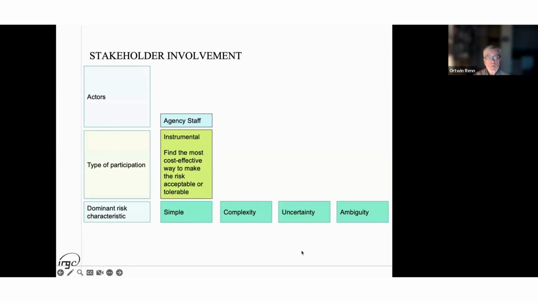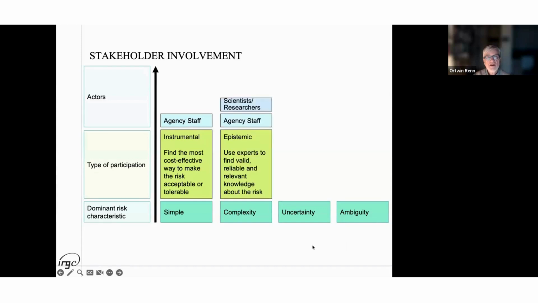If the risk is very complex, so if you don't have good knowledge about the probabilities and/or the impact or other types of things, then we need external scientists and research to come in. The discourse becomes not instrumental, but epistemic: what's true. We use experts to find valid, reliable, and relevant knowledge about the risk. And then if you can do this, we can model the risk, then we can also do, again, cost-benefit analysis or whatever types of risk-benefit balancing.